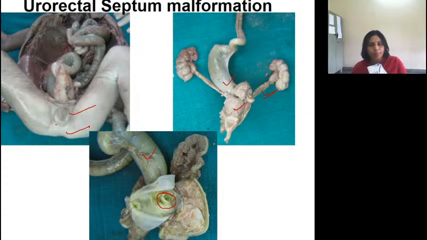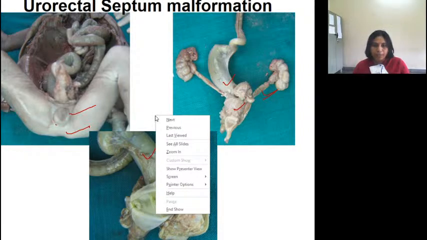So these are the abnormalities associated with the development of the urinary system. Next class we will see the development of the reproductive system.